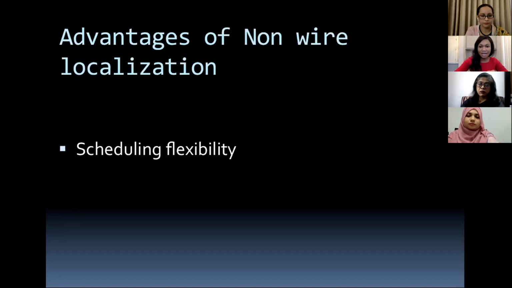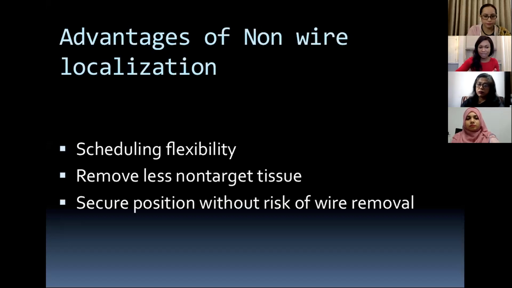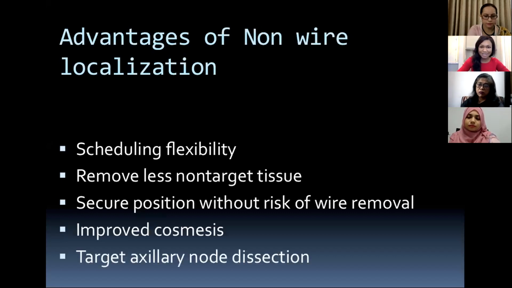We also see that there's removal of less non-target tissue. Here, if the device is sitting in the center of the breast, the surgeon is not having to cut all the way around a wire to get to that device. They really can just localize to where the device is and just take a circle around it at that point. The position tends to be more secure without a risk of the wire being removed prior to surgery. And there tends to be improved cosmesis, both because you're removing less non-target tissue and because the surgeon can plan the size and the shape of the specimen that they choose to take out without being limited by the position that the wire is in.